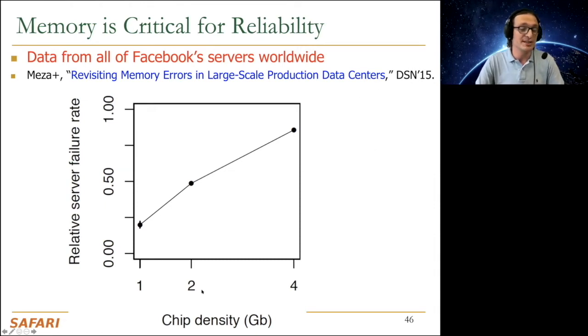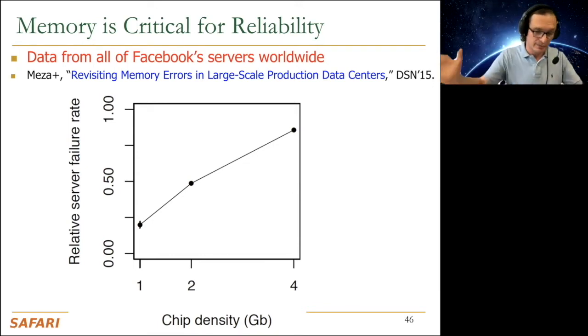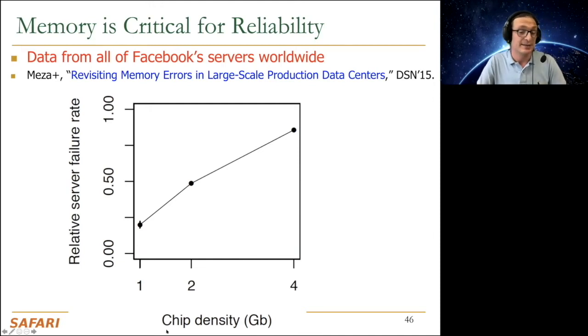Basically, we wanted to understand the effect of the density of the memory chip on the error rates that you get on servers. And this is a correlational study done across all of the servers that Facebook has. That's a lot of servers, really hundreds of thousands, and maybe more actually. Basically, there's a strong correlation between the chip density that's used in the server. This is the DRAM chip. 4 gigabits is the highest at the time, and the server failure rate.